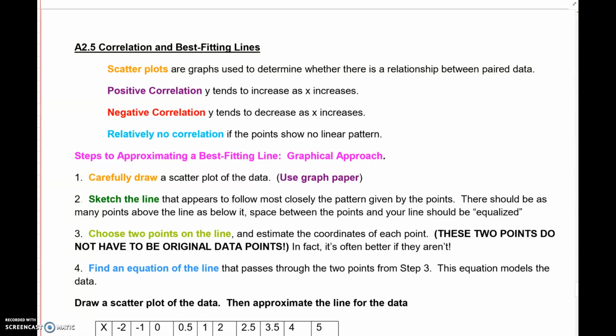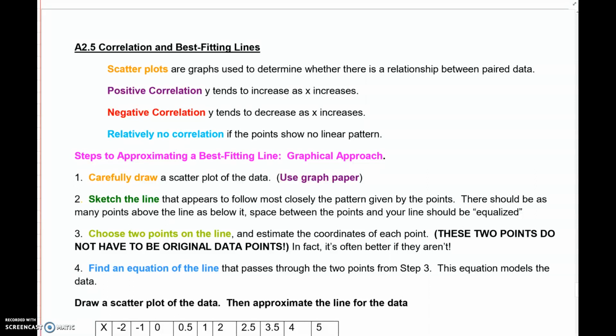You are going to want a calculator for these notes, so make sure you have your calculator out. Today we're going to look at correlations and best fitting lines. Scatter plots are graphs that are used to determine whether there's a relationship between paired data.